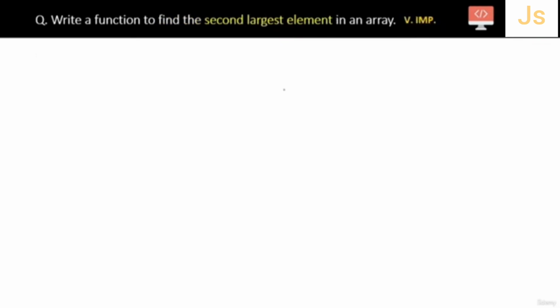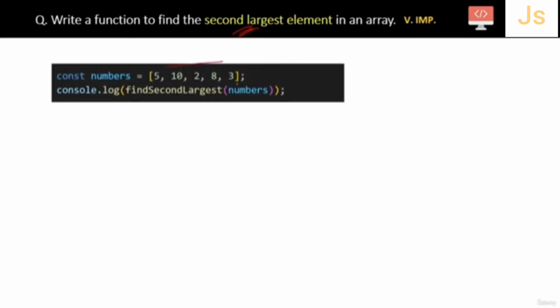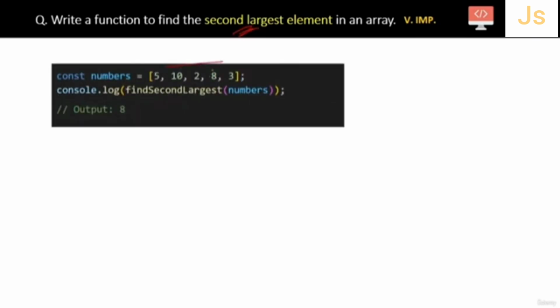Write a function to find the second largest element in an array. So this is an array in front of you and we need the second largest element, and which is 8 here. So that is the expected output. For that, first we will use the for loop, and that is a long way. Okay, I'm going to tell you the short way. You can try the for loop. I know you can do it.